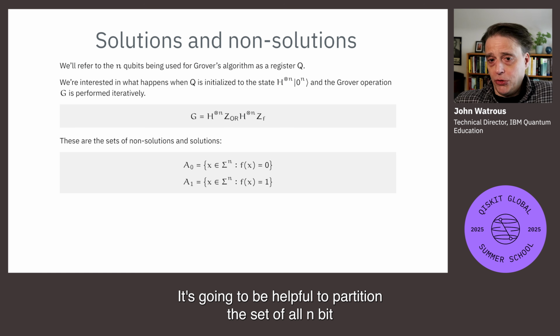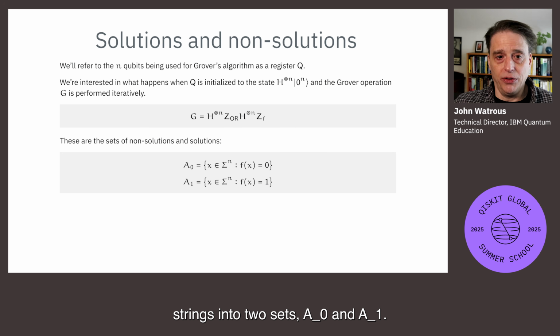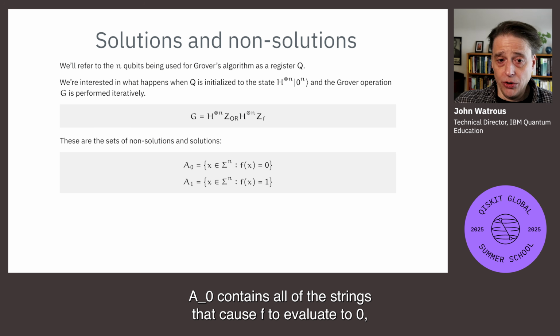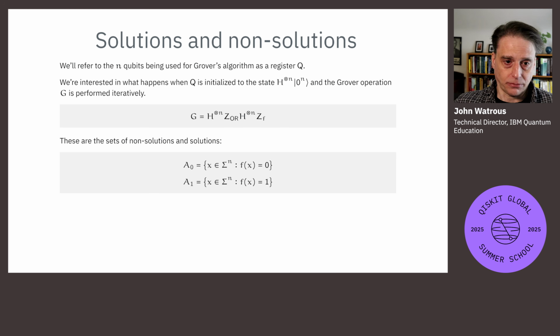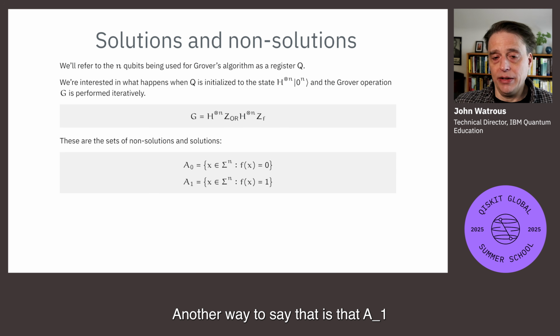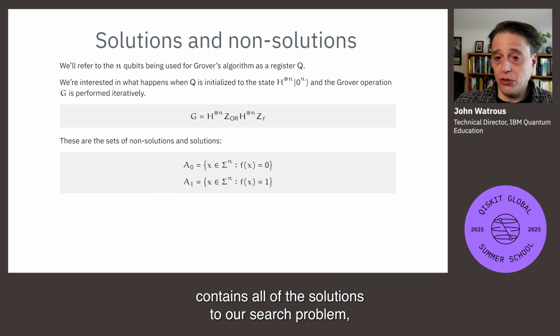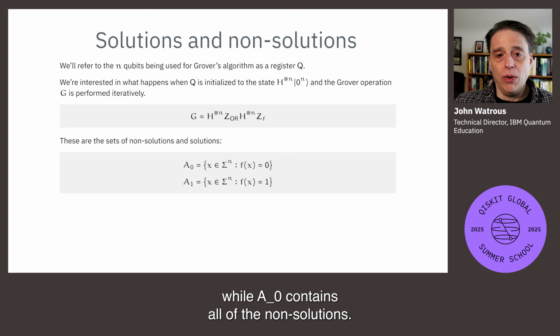It's going to be helpful to partition the set of all n-bit strings into two sets, A0 and A1. A0 contains all of the strings that cause f to evaluate to 0, and A1 contains all of the strings that cause f to evaluate to 1. Another way to say that is that A1 contains all of the solutions to our search problem, while A0 contains all of the non-solutions.